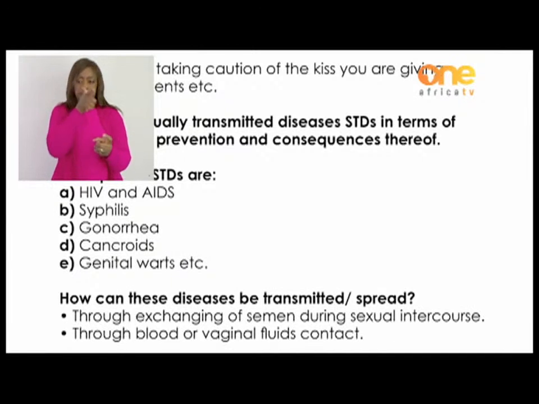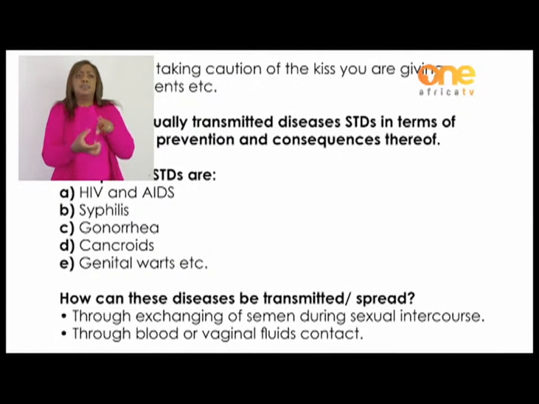Okay, let's move on. The next thing says that we must be able to describe sexually transmitted diseases, STDs, in terms of transmission, prevention, and consequence. So first of all, we are going to look at how these STDs transmit. The second thing, we are going to look at how to prevent them from transmitting. And the last thing, we are going to look at the consequences. But first of all, let's look at some examples of STDs. Examples of STDs are HIV and AIDS, syphilis, gonorrhea, chancroid, and genital warts.